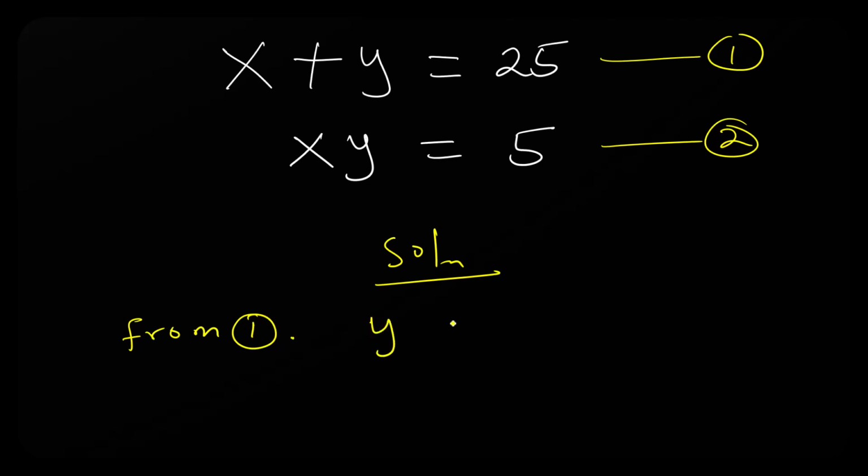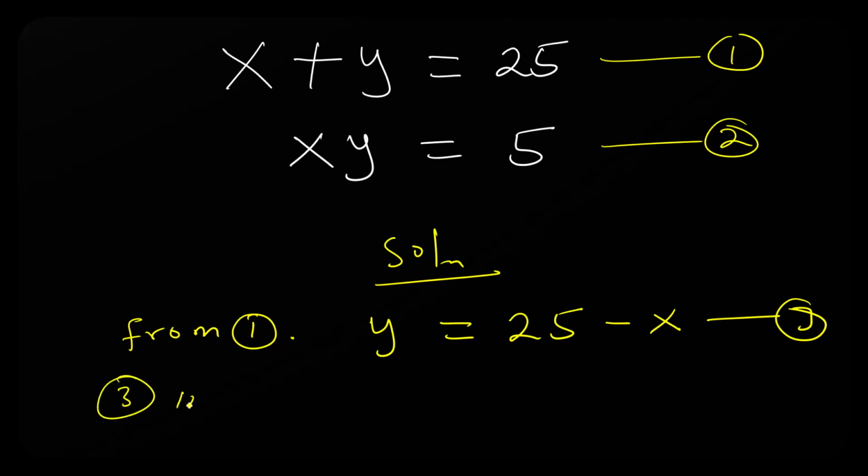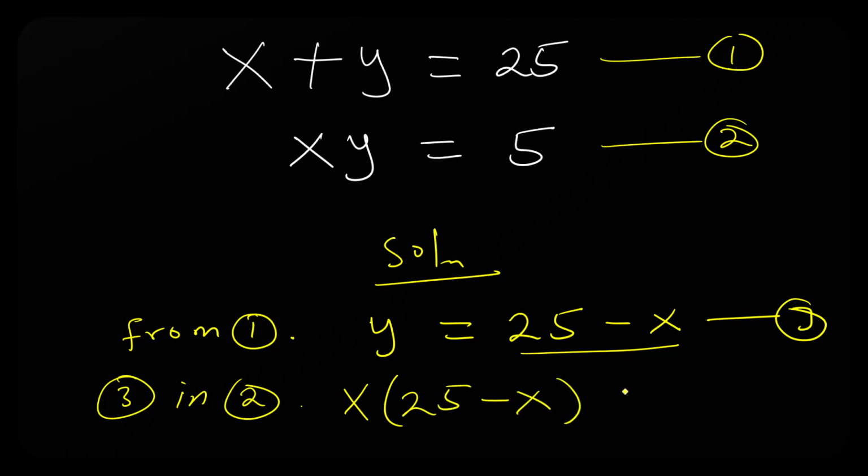So y is the same as 25 minus x. So that will be the third equation. Now let's put 3 in 2. So 3 in 2. So that will be x times y, but y is this, 25 minus x, equals 5.